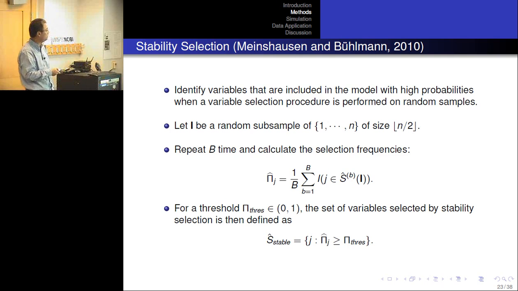Suppose we repeat B times, and each time we record which variables are selected. At the end, we calculate the frequency with which each variable belongs to the selected subset. Then this selection frequency is the measure we use to determine whether a variable is important or not. For example, we can choose a threshold, and the final selected set will be all the variables with selection frequency larger than or equal to this threshold.